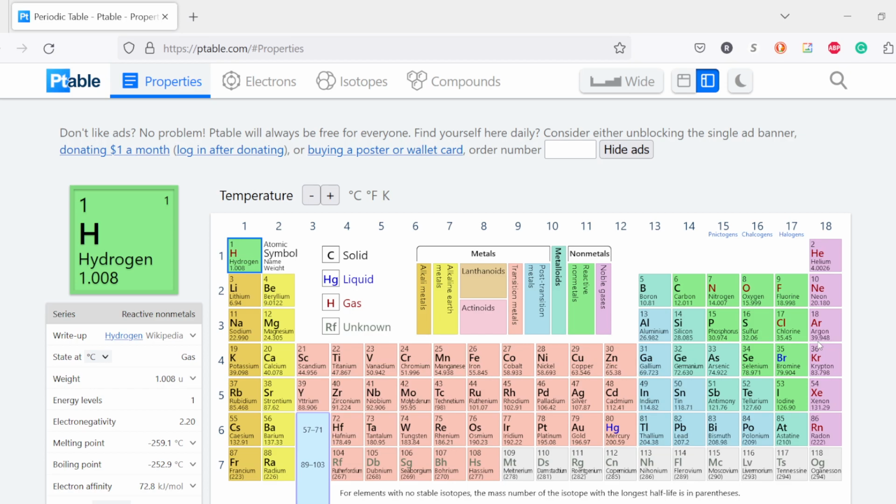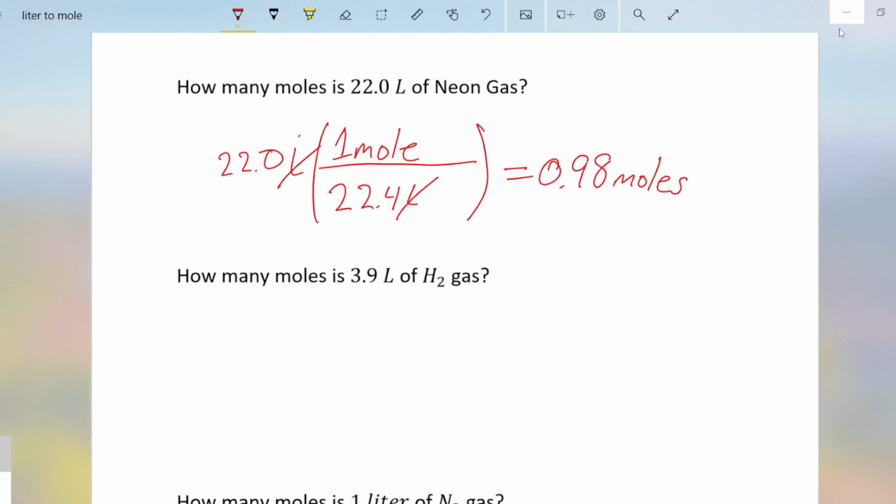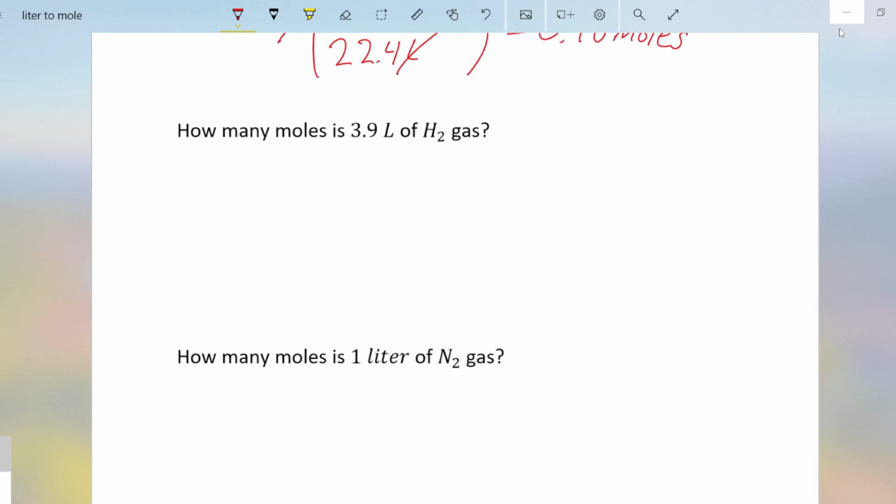And so when we go to convert from liters to atoms, we have to do liters to moles, moles to formula units, and then formula units all the way to atoms. So just be careful about that. When you see a formula like H2 instead of a word like neon, you might have to do an extra step if it's a multi-step problem. And we'll cover that in the next video.